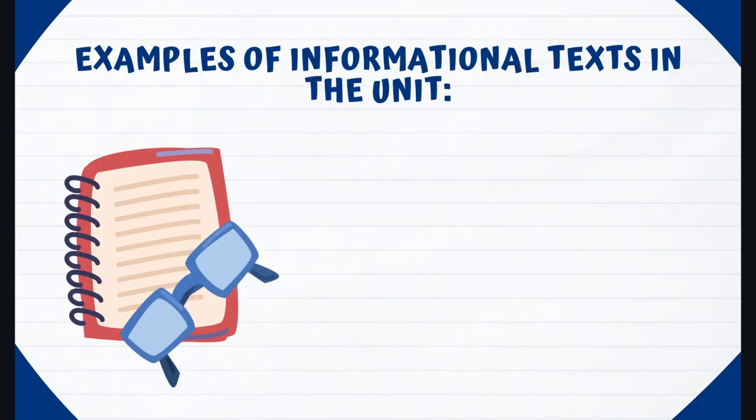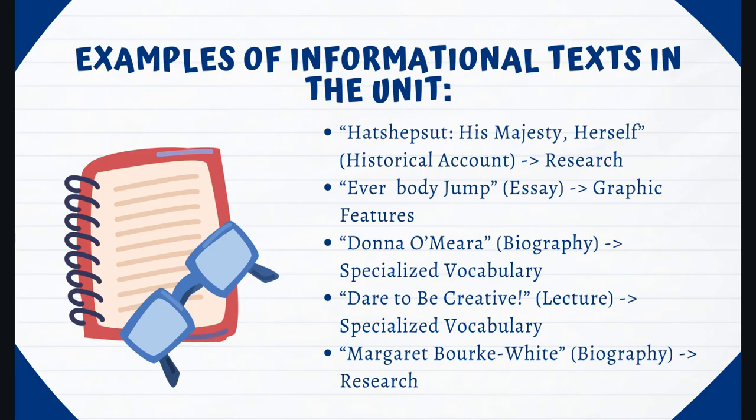The informational text that we're going to read in this unit is Hatshepsut, His Majesty, Herself, and that's a historical account, and we're going to be focusing on research for that text. We're going to be reading Everybody Jump, which is an essay, and we're going to be looking at the graphic features there. We're going to be reading Donna O'Meara, which is a biography, and we're going to look at the specialized vocabulary. We're going to read Dare to Be Creative, which is a lecture, and we're also going to be focusing on specialized vocabulary. And finally, we're going to be reading Margaret Bourke-White, which is a biography, but our focus there is going to be research.